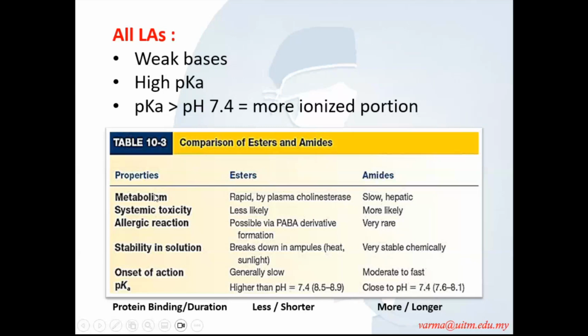Esters' metabolism is rapid, by plasma cholinesterase. It's an enzymatic metabolism which is rapid, by plasma cholinesterases. Whereas for amides, it's by amidases, also an enzyme, but it's hepatic hydrolysis. It is organ dependent, in the liver, so it's slower. Systemic toxicity with esters is less likely because of their rapid metabolism. Whereas amides tend to accumulate, especially in prolonged infusion, so they can cause systemic toxicity.